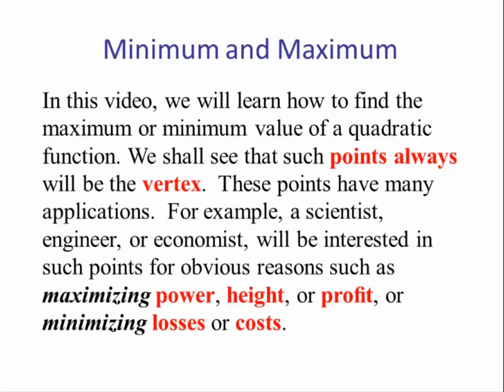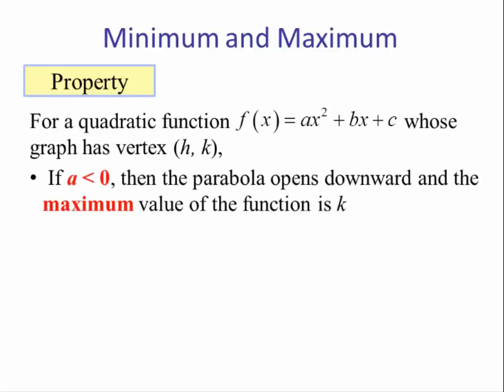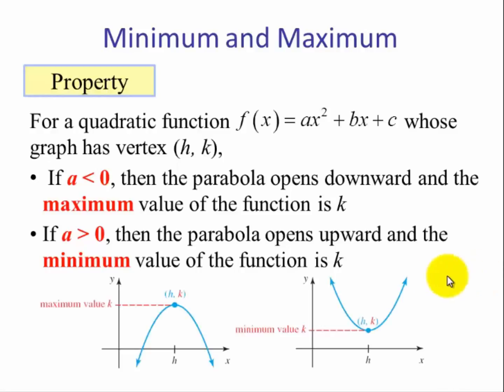So our first step is to see, will a quadratic have a minimum or will it have a maximum? Property. For a quadratic function, f of x equals ax squared plus bx plus c, whose graph has a vertex h, k. If a is less than 0, a negative number, then the parabola opens downward and the maximum value of the function is k. If a is greater than 0, a positive number, then the parabola opens upward and the minimum value of the function is k. Let's look at the visual.